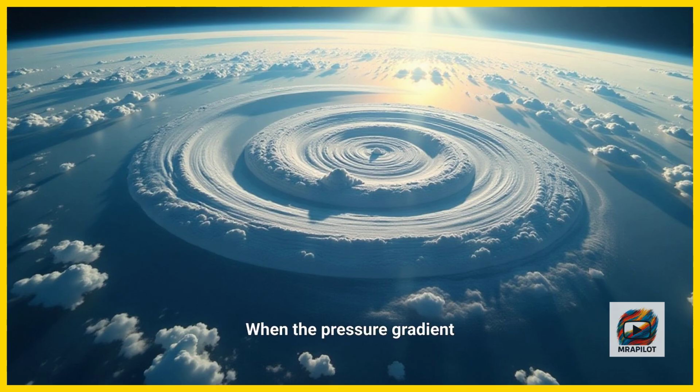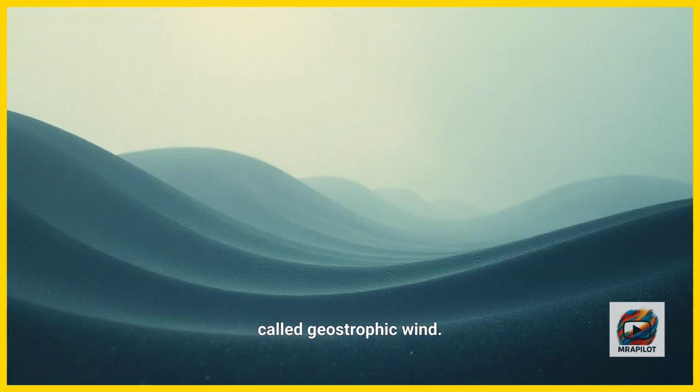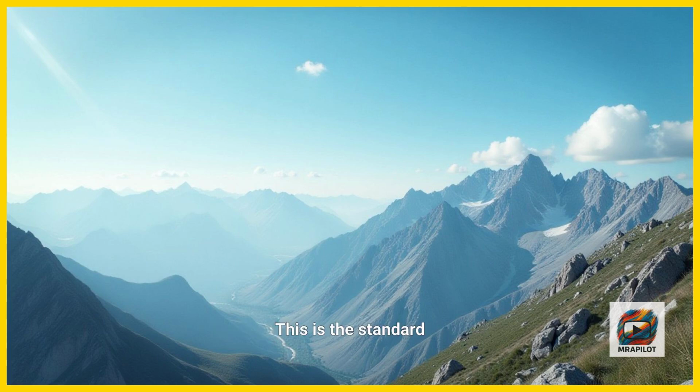But in the upper atmosphere, the pressure gradient is broader and the Coriolis effect is stronger, leading to faster, more uniform airflow. When the pressure gradient force and Coriolis effect balance out, we get what's called geostrophic wind. These winds flow parallel to isobars, without turning toward high or low pressure. This is the standard pattern at high altitudes.